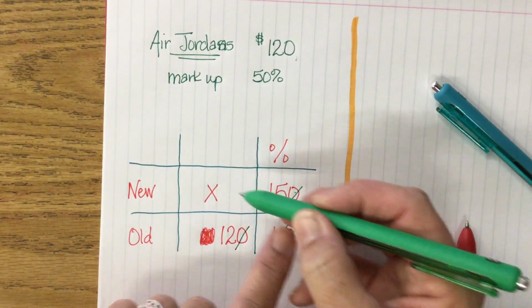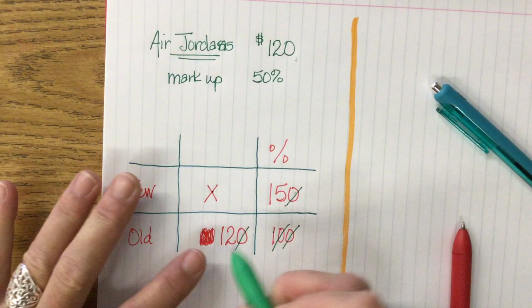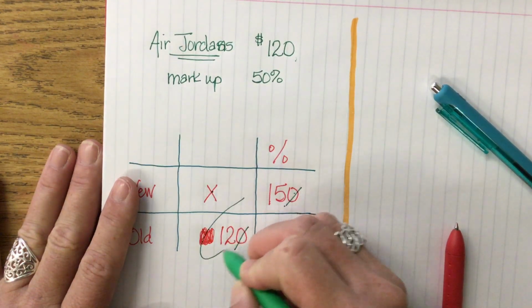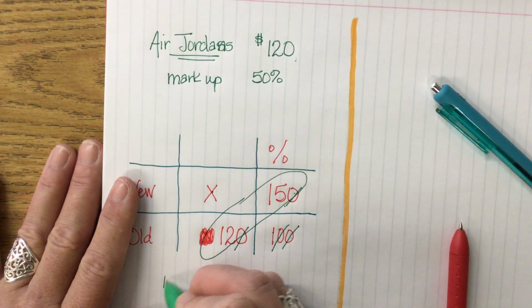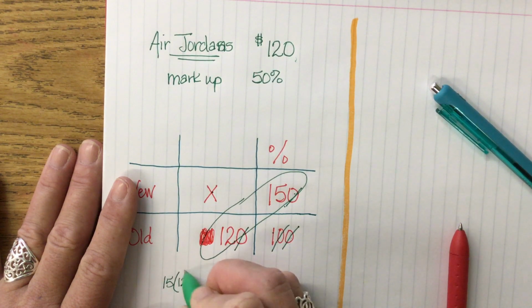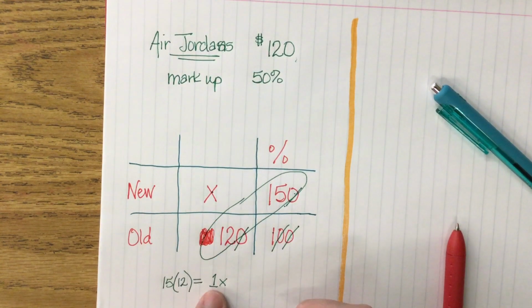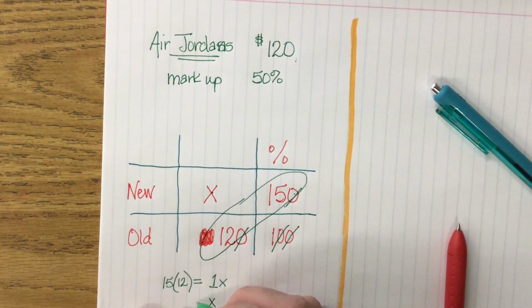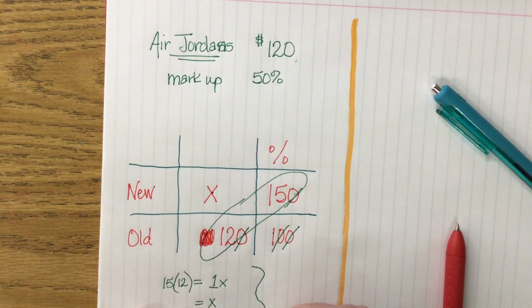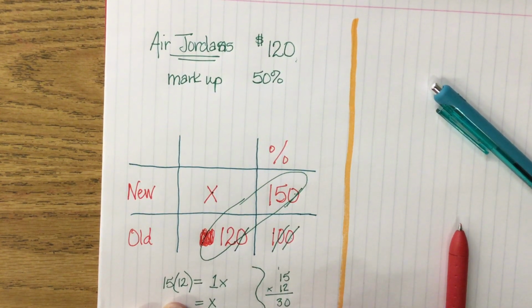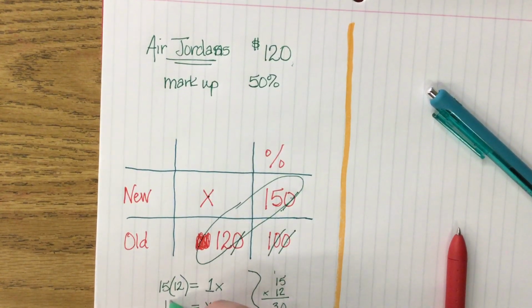Now my 1 is directly across from my x, so I cross multiply, 15 times 12 is equal to 1 times x, and I don't have to show that 1, so my x is equal to, and I'm going to go over and do my scratch. So 15 times 12, I'll go quick, 2 times 5 is 10, carry your 1, 3, I bring down a 0, 1 and 5, so my new cost is $180.